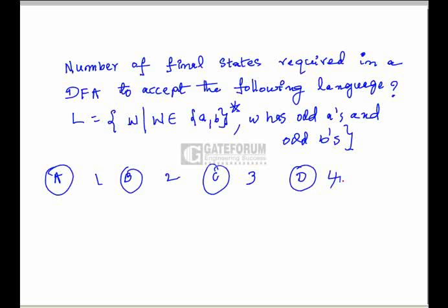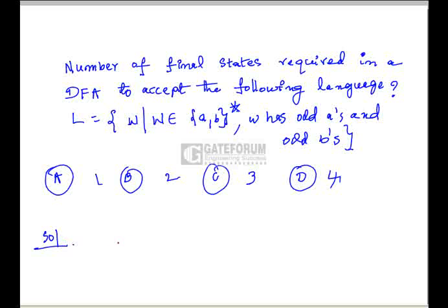Number of final states required in a DFA to accept the following language, where language L is given as W such that W belongs to {A, B} whole star, all combinations of A's and B's, where W has odd number of A's and odd number of B's. So the total number of A's must be odd, and the total number of B's must be odd. He is asking not the number of states, he is asking the number of final states required.